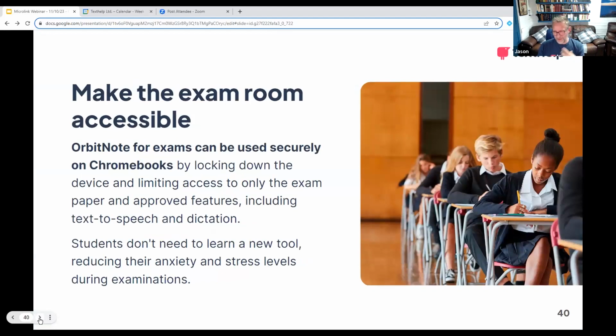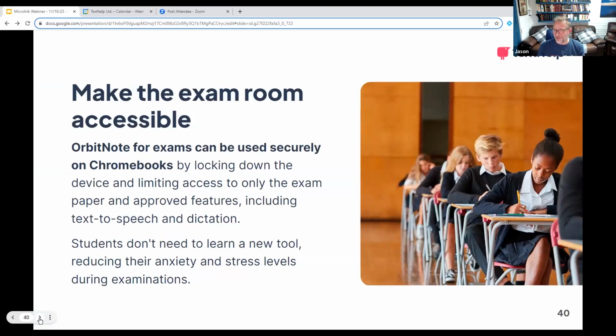Again, what we've recently done with Orbit Note, Chromebooks traditionally haven't been able to be used in exams just because of the nature of them. They're always connected to the internet, just the type of tool that they are. But with Orbit Note, we're able to lock those devices down, creating a secure environment which the student can engage, use their Chromebook in an exam room, and it's all JCQ approved.